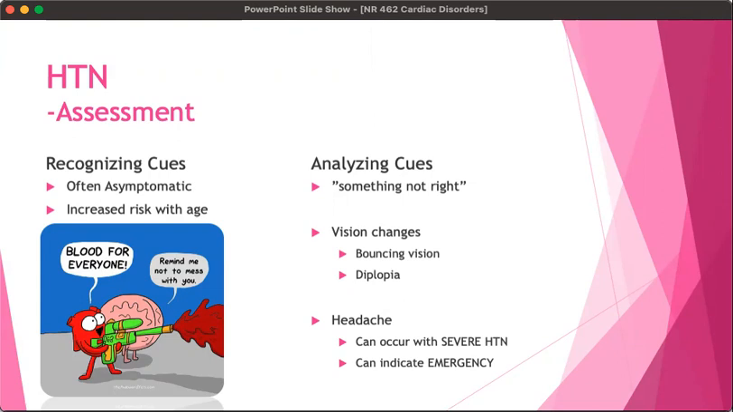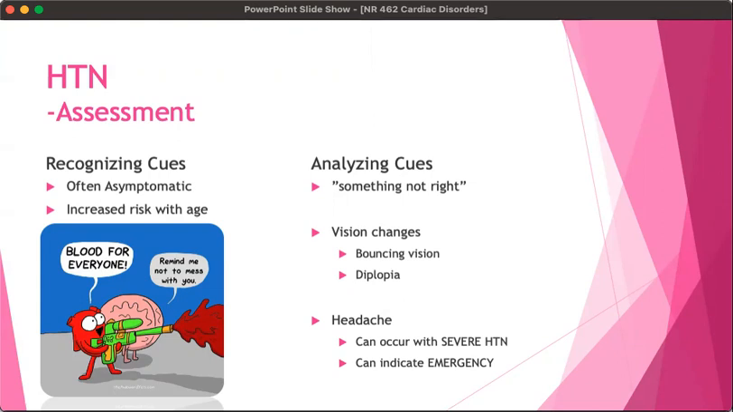Patients can complain of visual changes. So things like bouncing vision, which is kind of like when you get super angry and the vision starts tremoring and bouncing around a little bit, or even diplopia, so like double vision, so their eyes aren't able to focus properly.